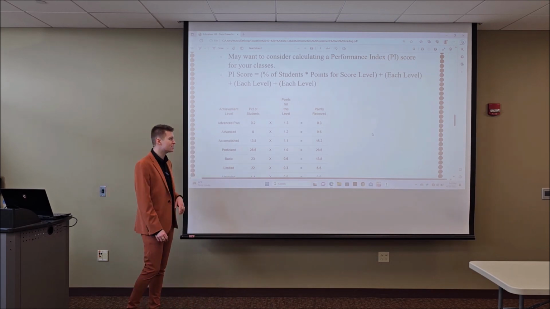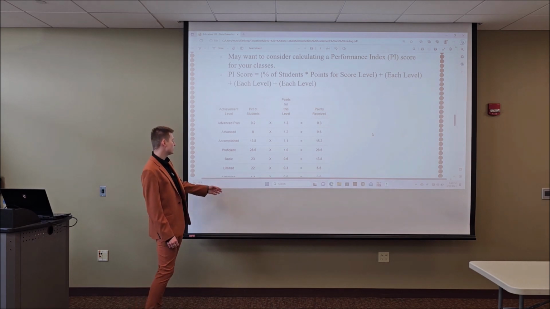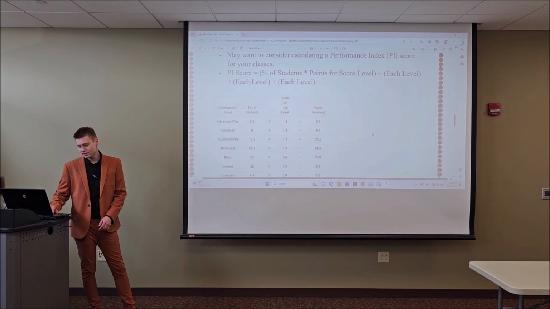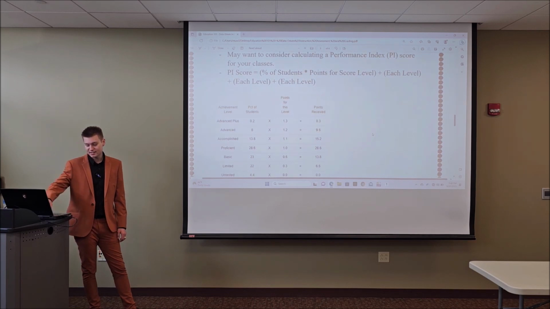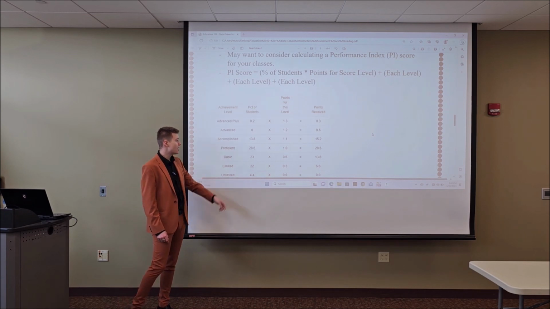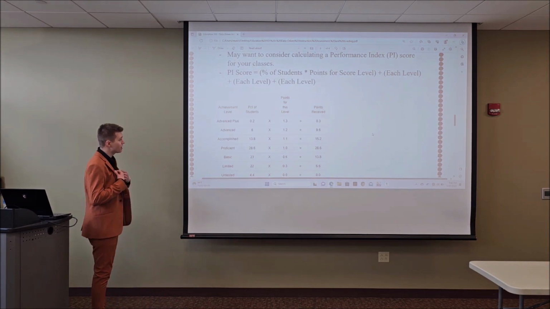And so in each state, there's going to be different levels of achievement. Now, most of the time, the different levels of achievement are the following here. And so you can see down below, we have untested, limited, basic, proficient, accomplished, advanced, advanced plus, and well, there's that. And so how do you calculate a PI score then?